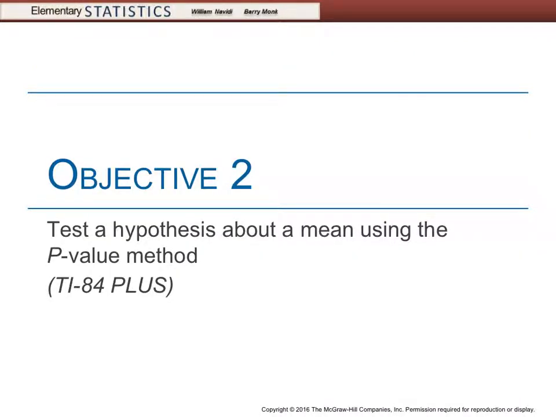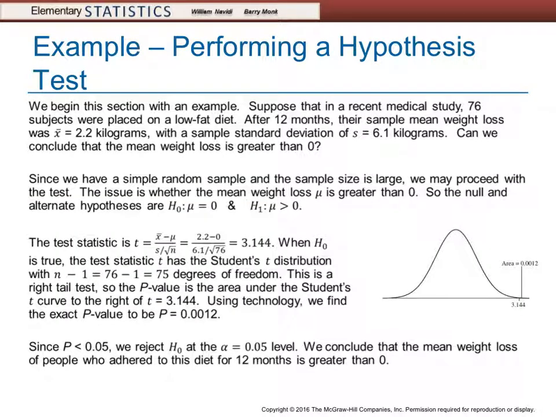Our second objective is to test the hypothesis about a mean using a p-value method and using our technology, the TI-84. In a previous example, we supposed that a recent medical study of 76 subjects were placed on a low-fat diet. After 12 months, their sample mean weight loss, x bar, was 2.2 kilograms with a sample standard deviation of 6.1 kilograms. Can we conclude that the mean weight loss is greater than 0?